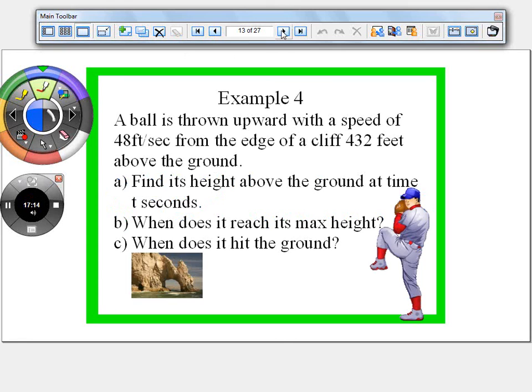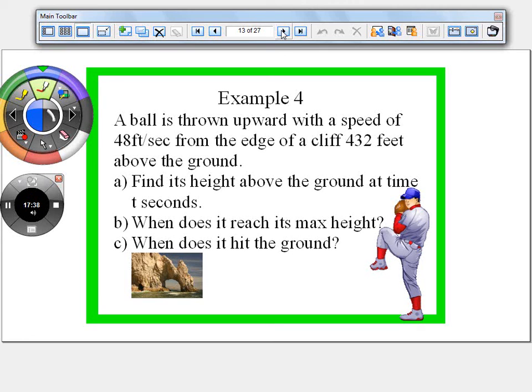Okay. This is an application. These are the ones that are amazing to me, that you can actually come up with the function to describe this. So we have a ball that's thrown upward with a speed of 48 feet per second from the edge of a cliff, 432 feet above the ground, and we want to answer these questions. So I'll let you pause it to get the questions.